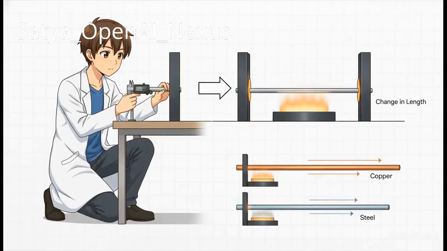So how do we actually calculate this expansion? We use this formula for linear expansion. It tells us that the fractional change in length, how much it grew compared to its original size, is directly proportional to the change in temperature. That little symbol, alpha, is the coefficient of linear expansion. It's basically a number that's unique to each material. Copper, for example, has a higher alpha than steel, so it expands more when you heat it by the same amount.